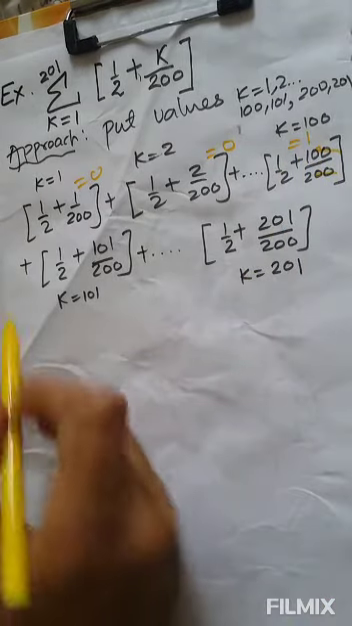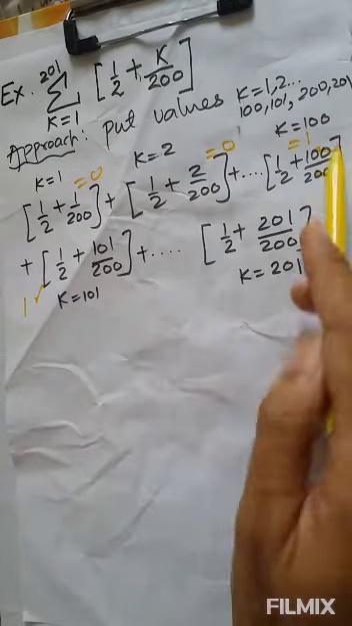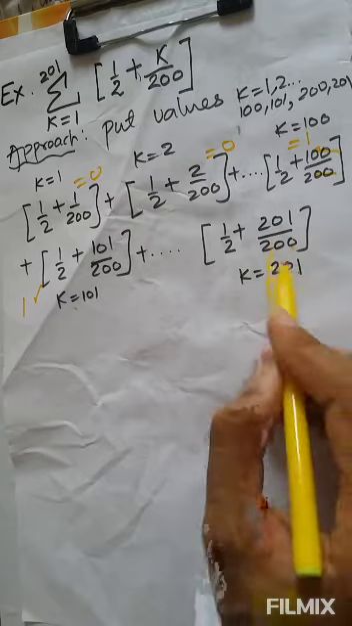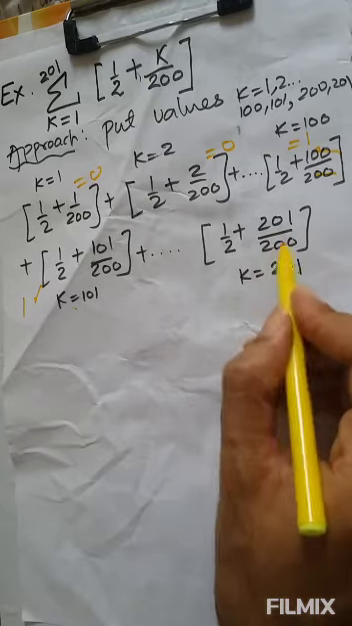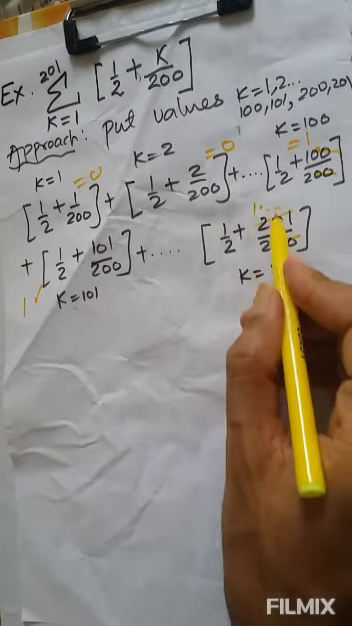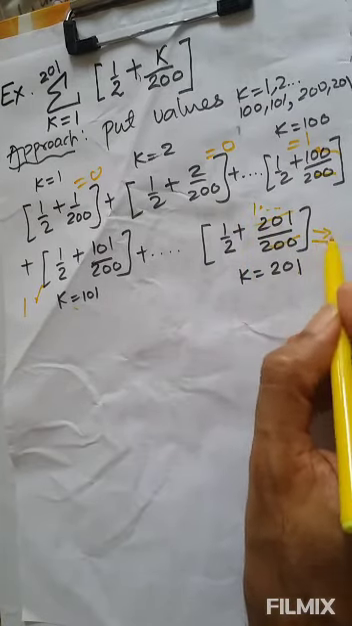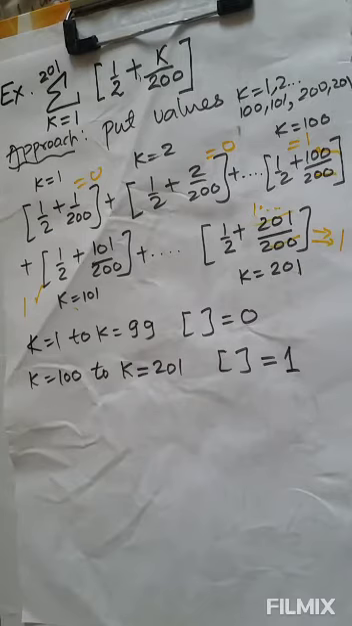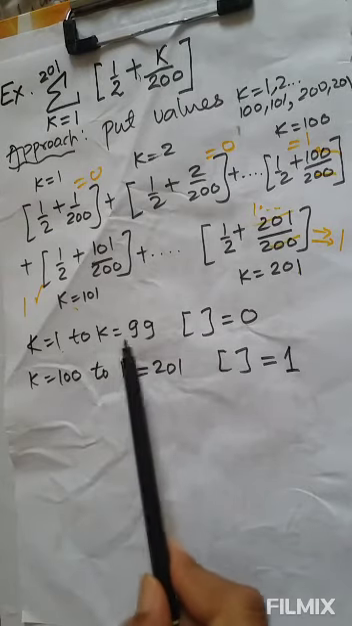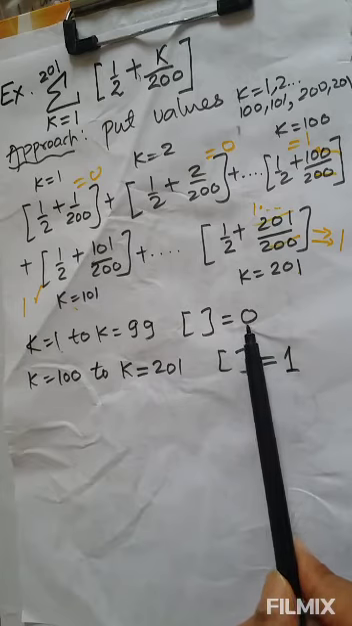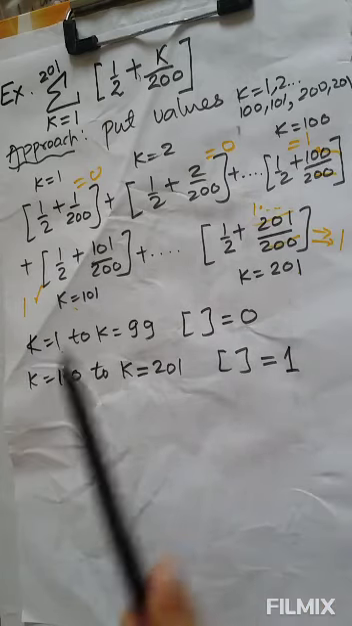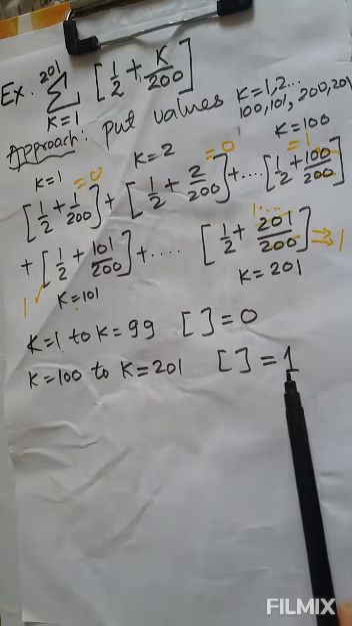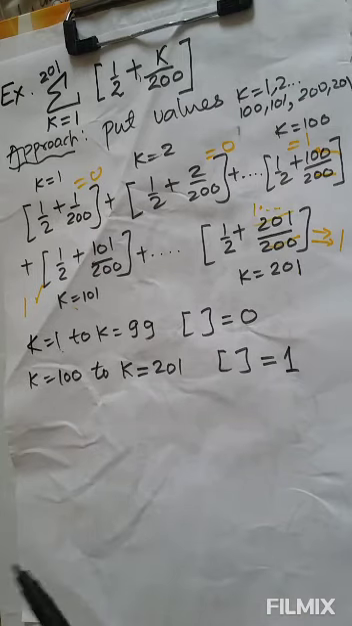So from this onwards, from k is equal to 100, 101 also you will get 1, and if you check the last term 201, again it is around 1 point something, so 1 point something plus half, greatest integer will also give you 1 only. So as you can see, it goes like this. It means that from k is equal to 1 to 99, we got greatest integer as 0, and starting from k is equal to 100 to k is equal to 201, the greatest integer that we were getting for each term from 100 to 201 is 1.